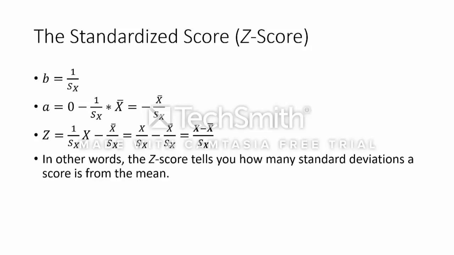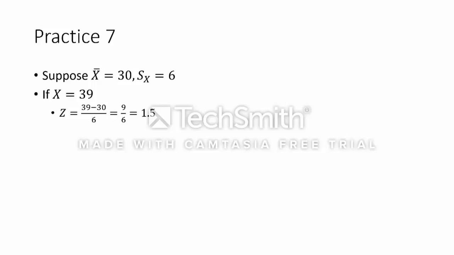This will give us a value that tells us how many standard deviation values a certain score is from the mean of our distribution. Let's give this a whirl. If we have a distribution where the mean is 30 and the standard deviation is 6, and we want to find a z-score for an x value of 39, then z is equal to 39 minus 30, which is 9, divided by 6, which is 1.5. That means that a value of 39 in this distribution is 1.5 standard deviations above the mean.